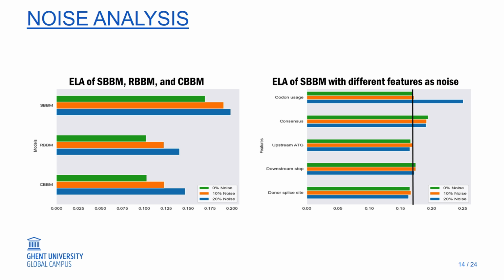In the graph on the right, the black line indicates the reference line, and it indicates the SBBM without any noise. The consensus sequence at noise level 0% is already higher than the reference point. And in this, we can say that the removal of consensus sequence is thought to be a noise for the model. And you can see that the ELA value decreases as we add the consensus sequence. Another thing that we can see is that there is a high spike of ELA value for codon usage at noise level 20%.